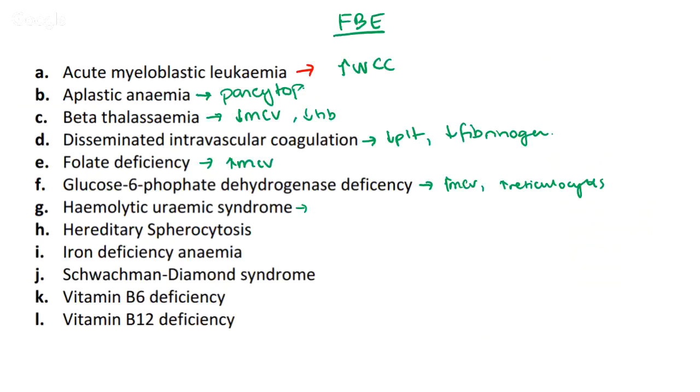So HUS. Let's revise what HUS is. What's that triad? Hemolytic anemia. Yes, renal failure because you have uremia, that's why it's got uremia in the name. So I'm just going to write AKI there. And number 3, decreased platelets.